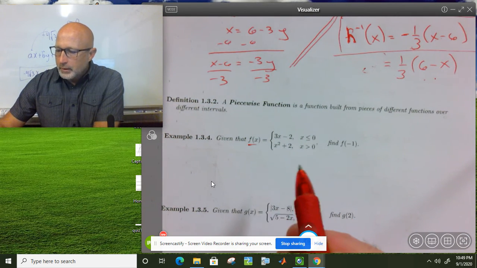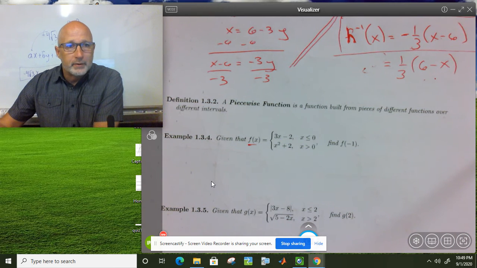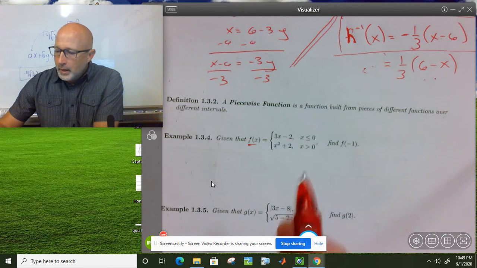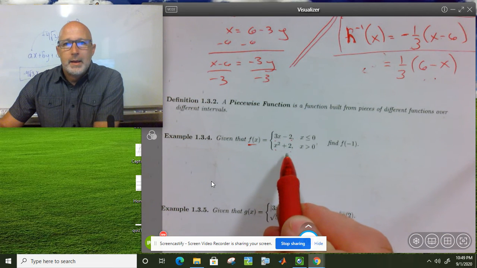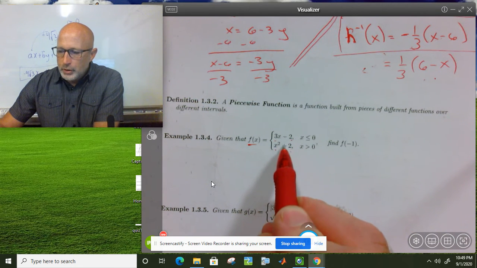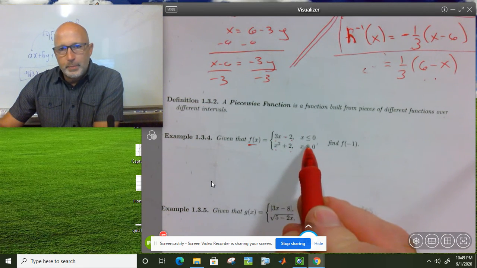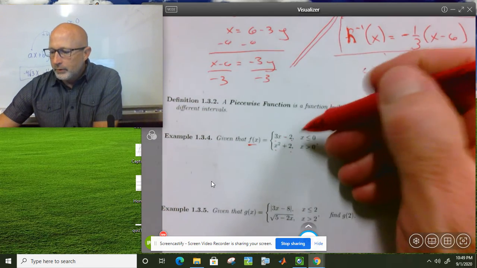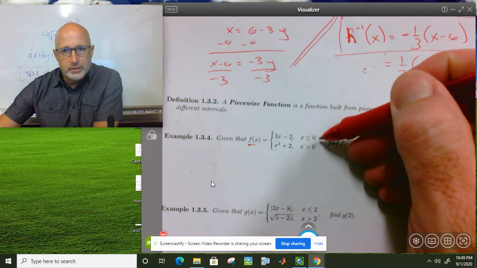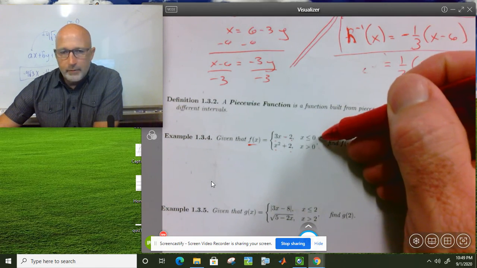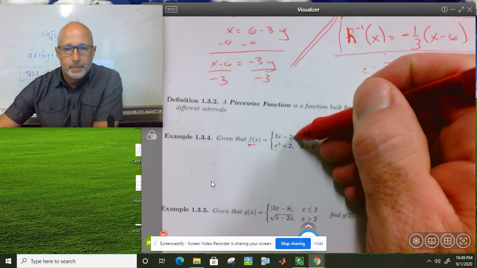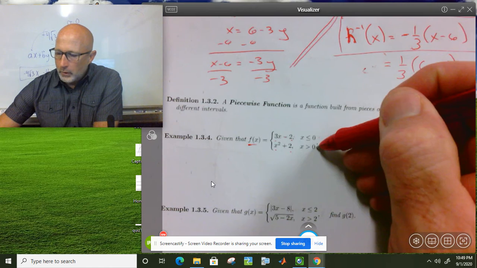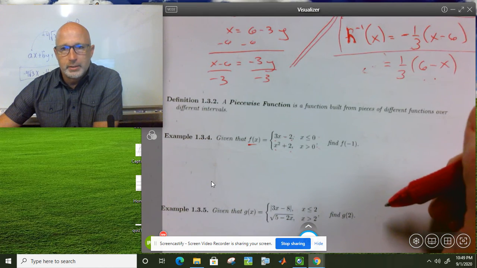So here we have this function that has two different possibilities of functions it could be. It could either be 3x minus 2, or it could be x squared plus 2. Which one of these you use is dependent upon these criteria. So these are the functions, and then these are the criteria which makes it work. If x is less than or equal to 0, I'm going to use this top equation. If it is greater than 0, I'm going to use this bottom equation.